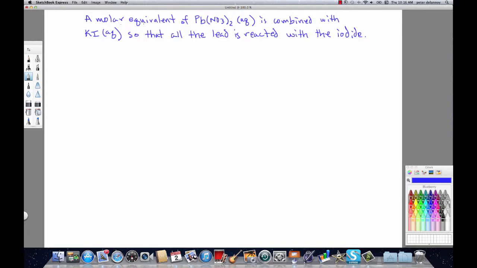So here's the setup. We're going to take a molar equivalent of a solution of lead nitrate, and we're going to combine that with a molar equivalent of potassium iodide in solution so that all of the lead and all of the iodide is reacted. Now, if we write the complete balanced equation for this, this is what it's going to look like.